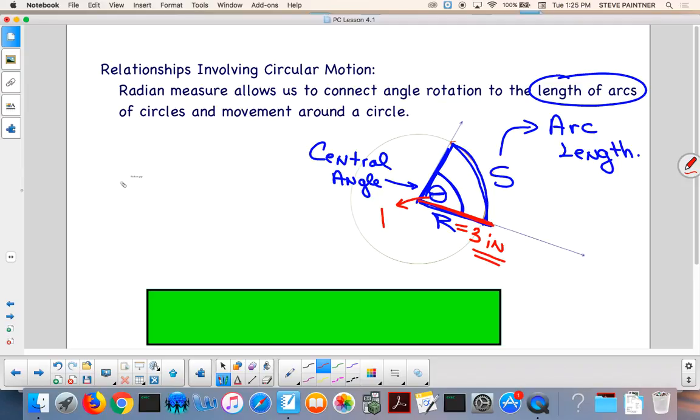Now what does 1 radian mean? If this is 1 radian, it means take 1 radius and wrap it around the circle. Boom, right there. How far did I travel from here to here? 3 inches. How did you know it was 3 inches? Because your radius is 3 inches. You wrap it around the circle. There's 3 inches. So the answer is arc length, 3 inches.